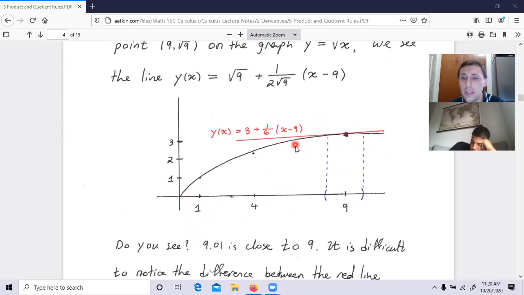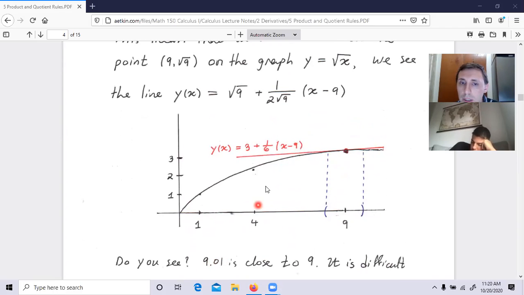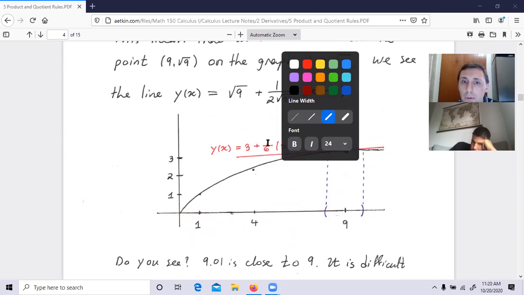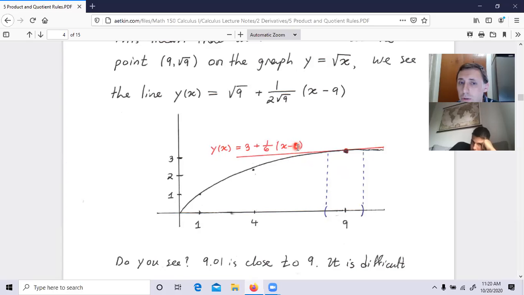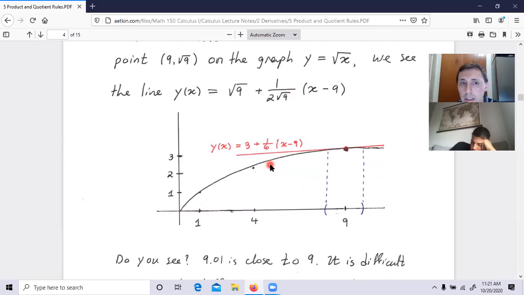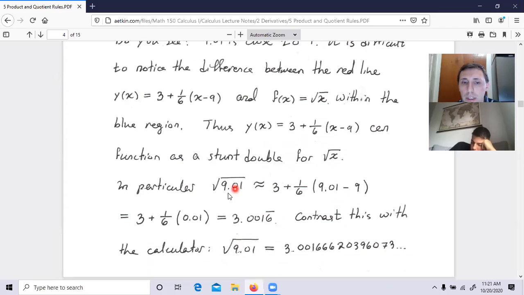Good? So then here is what I think. 9.01 is really close to 9. So I'm hoping that instead of plugging it into the root, I plug the value into the line. Yes? And then it's easy to calculate. It's only involving multiplication, right? So it's 3 plus 1 over 6 times 0.01. This is what survives here. And I get an approximation of 3.0016 repeating. Yes?